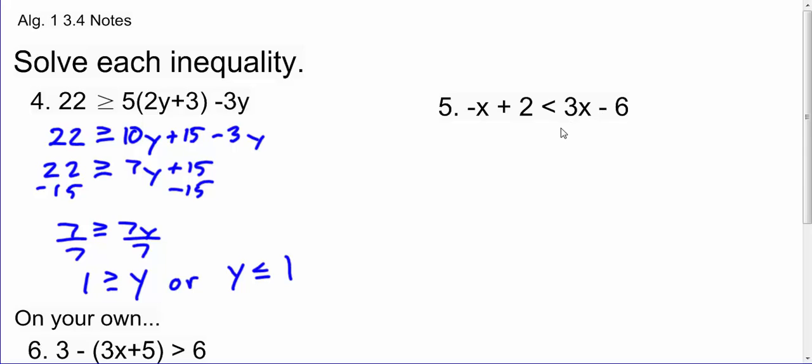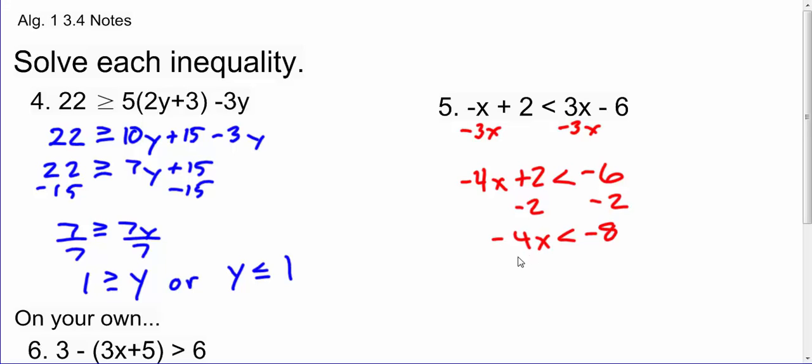Alright, same idea. Let's move variables to the left this time on number 5. So I'm going to subtract 3x. So I'll have negative 4x plus 2 is less than, and all that's left on the right side is a negative 6. Subtract 2. And again, we need to divide by a negative. We've seen this before, and we know when you divide by a negative, you've got to switch the inequality. So x is greater than 2. Again, go ahead and pause the video so that you can compare your answer to mine.